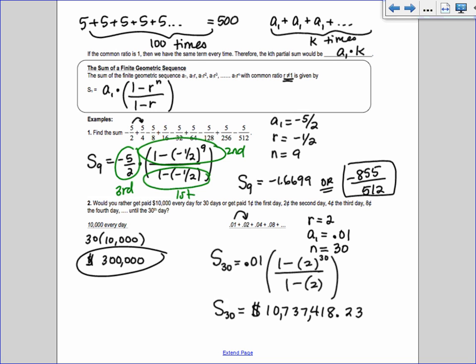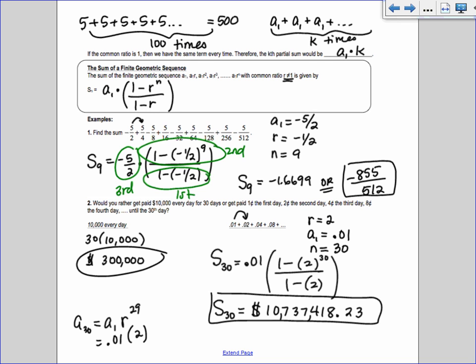How does it happen? If you just want to figure out how much you make on the 30th day, well, that's what we did at the beginning of the section, right? That's when we said, okay, we start with A1 and we multiply by R to the 29. So A1 is 0.01, R is 2, so 2 to the 29. In that single day, you would make over $5 million. That's how much money you make on that very last day.